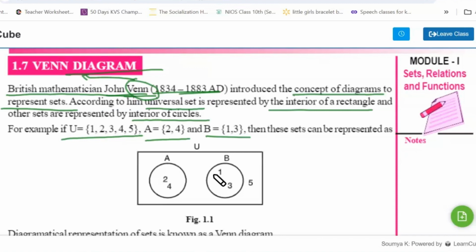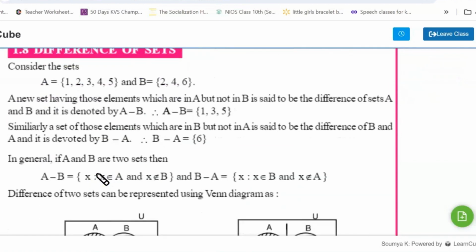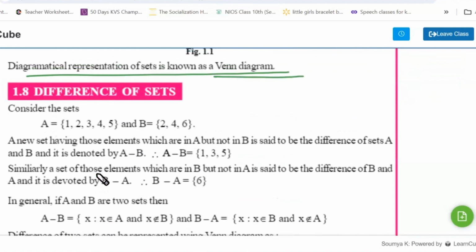So if you check this diagram, it represents the same: 2 and 4 inside A and 1 and 3 inside B, and the universal set is there. So other elements are contained here. The extra element that came is only 5, which is outside of these circle sets, not in these sets but in the universal set. So the diagrammatical representation of a set is known as a Venn diagram. This is the definition. Let's move on to the next topic, that is difference of sets.